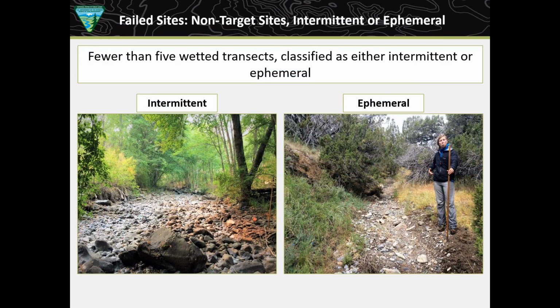Non-target sites that have fewer than 5 wetted transects are classified as either intermittent or ephemeral. As discussed in the critical concepts videos, intermittent streams have irregular flow patterns and contain recognizable bankful features. Ephemeral systems have sporadic flow patterns, do not contain bankful features, and usually have upland vegetation growing in the channel.